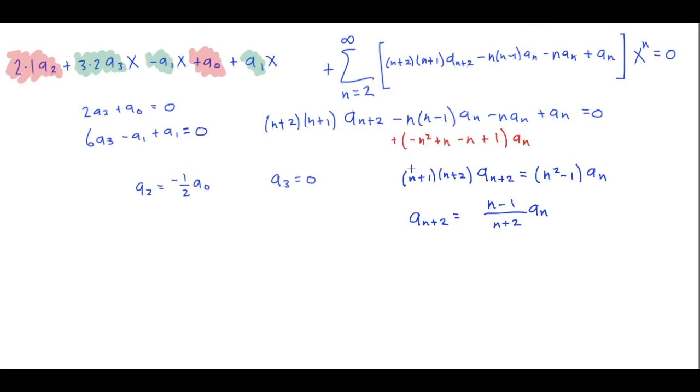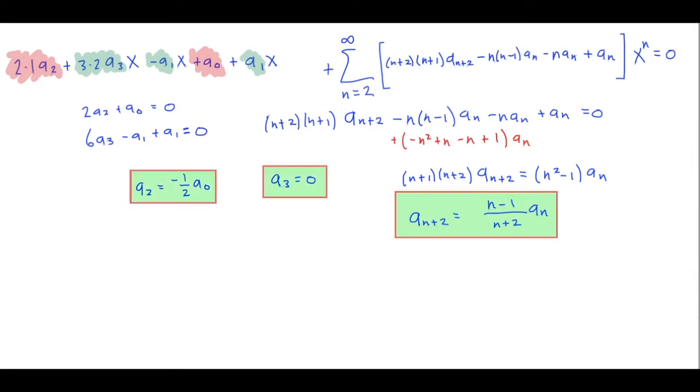And then when I divide by these two linear factors to get a sub n plus 2 by itself, the n plus 1 will cancel if I factor this n squared minus 1. So I think my final recurrence relation is simply this here, that to get a coefficient, you take this fraction and you multiply the coefficient that was 2 steps prior to that. So collectively, these three equations determine my coefficients for the entire series. So in this context, I can stop there, and that is my answer.